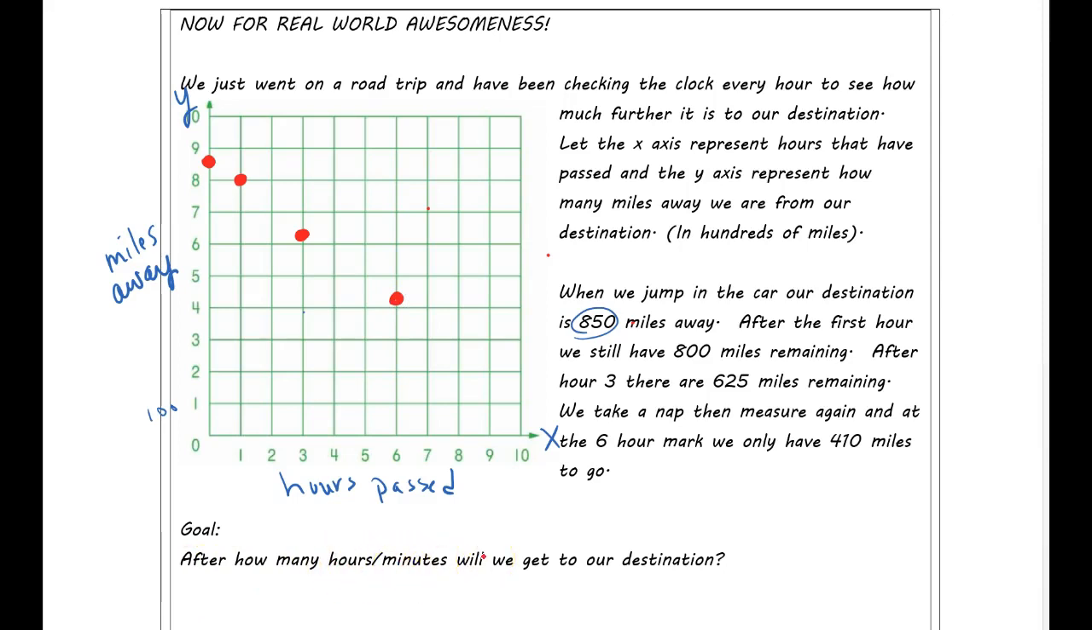So it says the goal here is after how many hours will we get to our destination? Well, these look like they're in a pretty decent straight line. It's not going to be an exact straight line, and that's what makes it a scatter plot, but it's close enough that we can tell this line's going down. So it has a negative correlation, and I can draw my own line of best fit to try to figure out how many hours it's going to take to get there. So I'm going to start drawing a line through these, and my line's probably going to be, okay, that looks like my line.